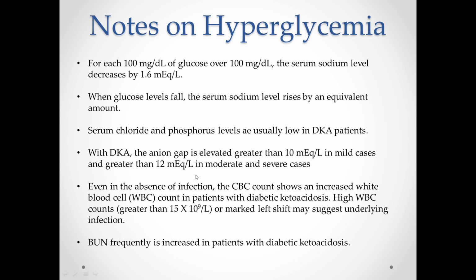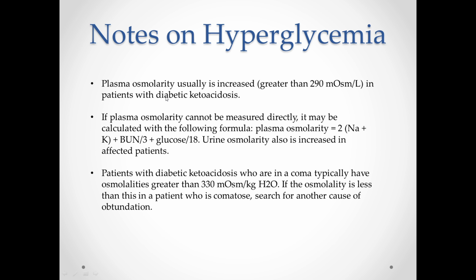Even in the absence of infection, CBC count shows an increased white blood cell count in patients with diabetic ketoacidosis. High white blood cell counts greater than 15 times 10 to the 9th per liter or marked left shift may suggest underlying infection. The BUN is frequently increased in patients with diabetic ketoacidosis. Plasma osmolarity is affected in diabetic ketoacidosis, and a plasma osmolarity greater than 290 is frequently observed in patients with diabetic ketoacidosis.